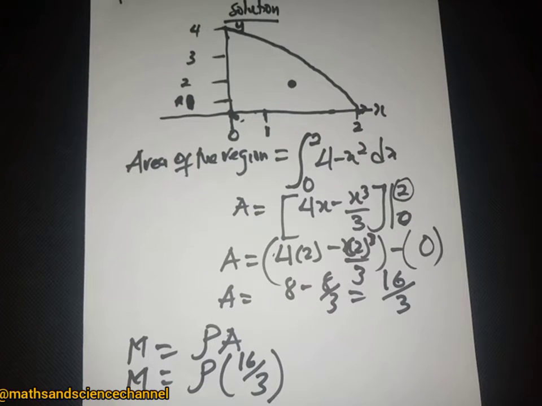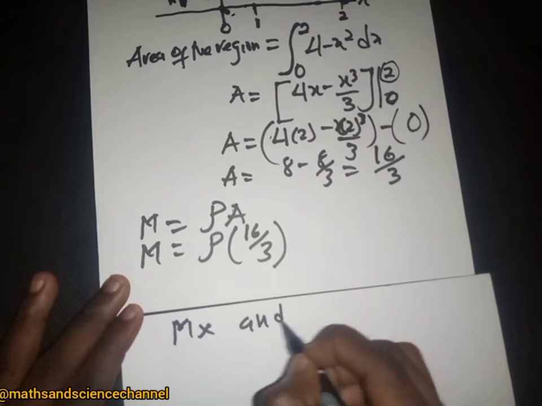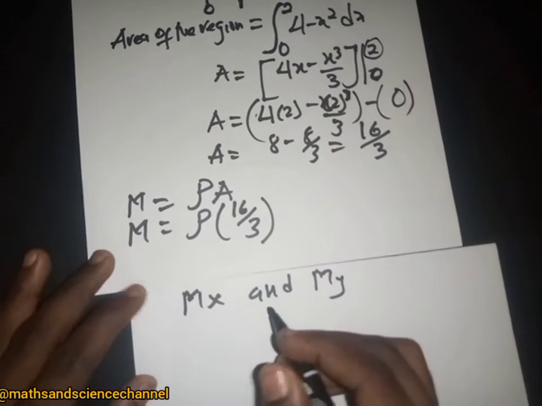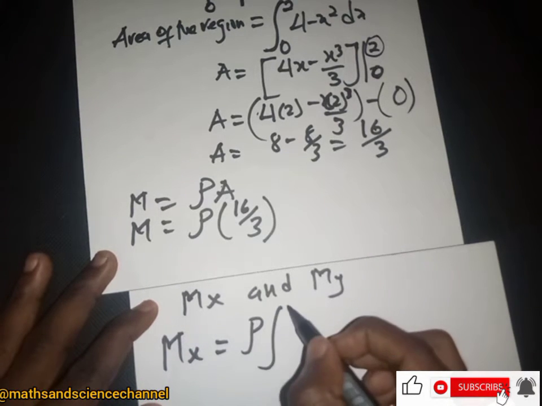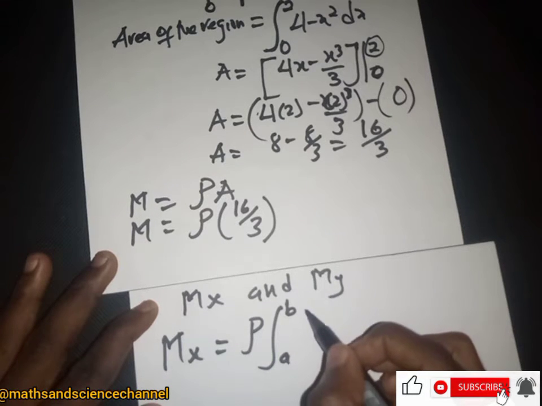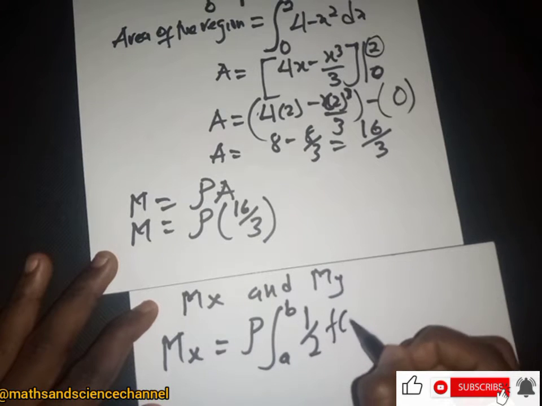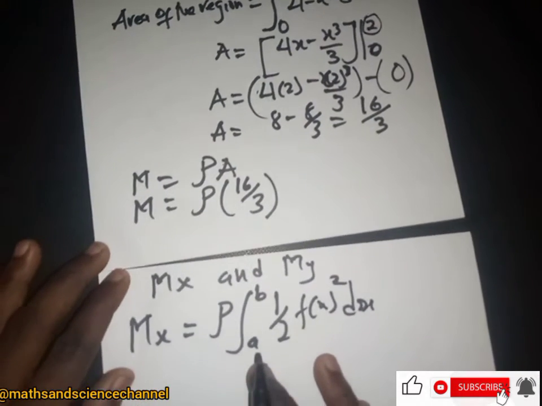So we have to calculate the moment of the particle as it moves in the x direction, and also as it moves in the y direction. So let's do that quickly. For the moment in the x direction, it is given by the density and the integral from the lower limit to the upper limit, multiplied by half, of f of x squared dx. Remember it is squared. This is a general formula for that.